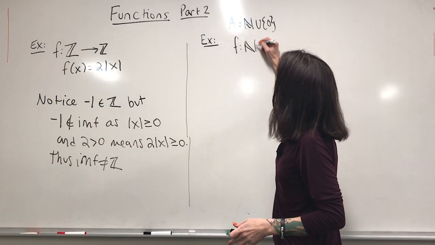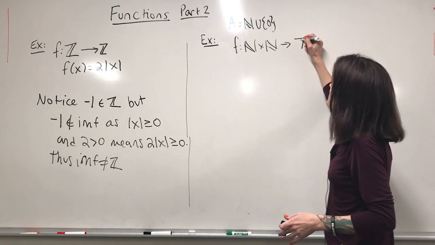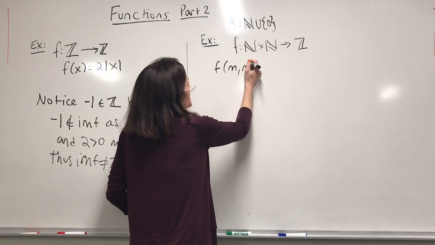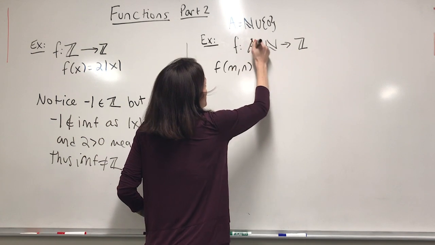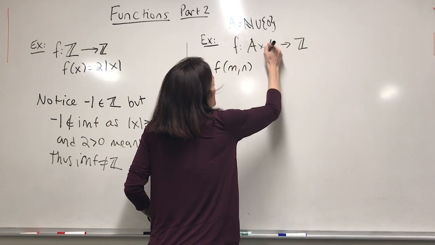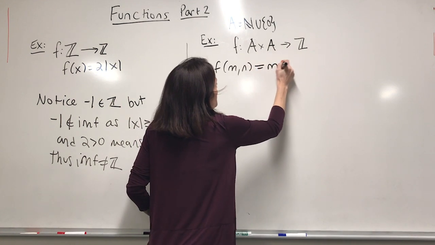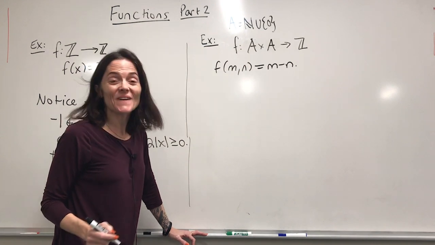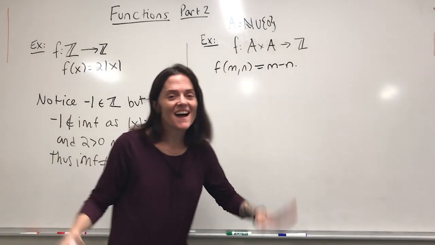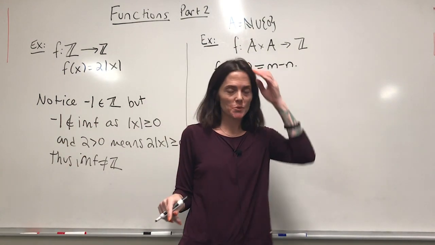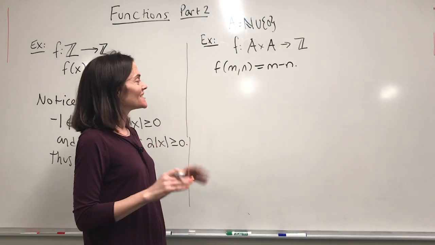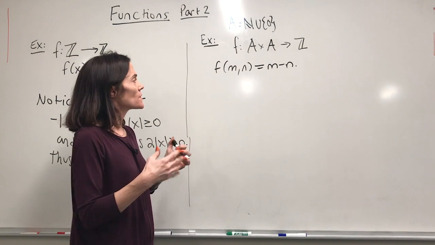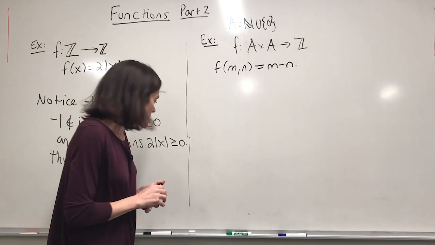F goes from A cross A into Z, where F of M, N, oh no, not N, excuse me, A, equals M minus N. And the question is, is F onto? We showed it's already not 1 to 1. That was in the last video. Is it onto? Well, here's where you really need to think about the function, because it's sort of prove or disprove. F is onto. In this case, we will prove it.